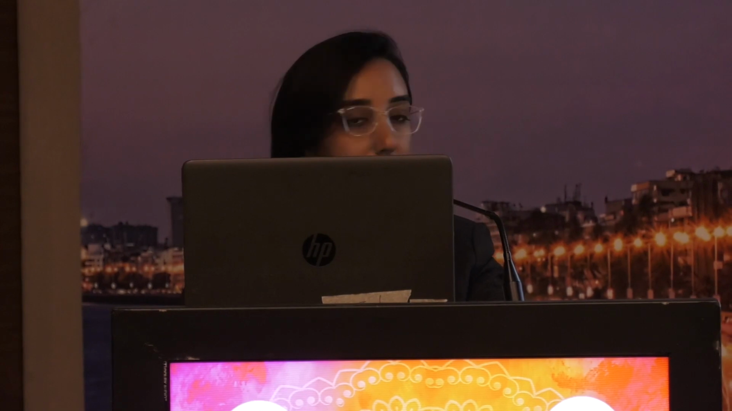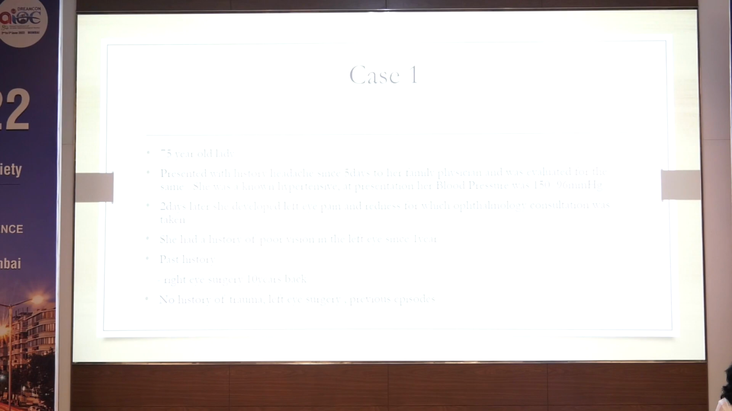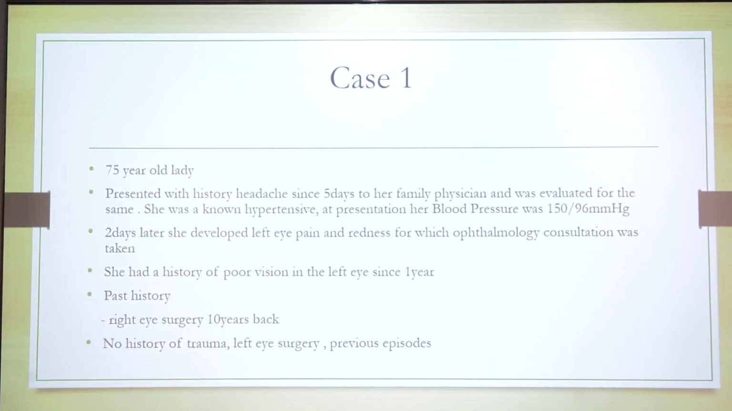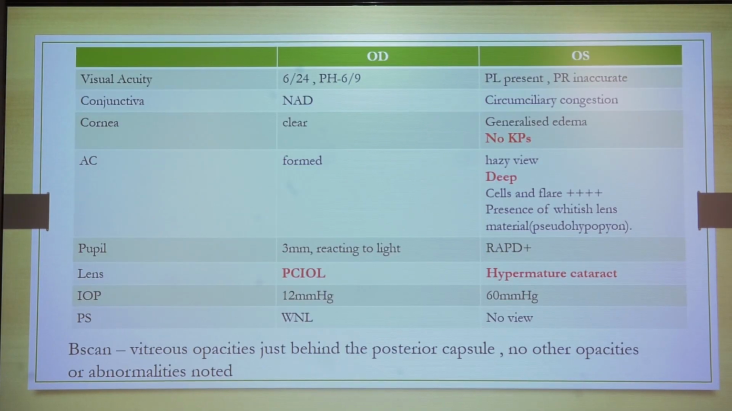So I'll start with a case. It's a 75-year-old lady presented with history of headache since 5 days to a family physician and was evaluated for the same. 2 days later, she developed left eye pain and redness, for which an ophthalmology consultation was taken. She had history of poor vision in the left eye since a year and a past history of right eye surgery 10 years back. No history of trauma, left eye surgery, or previous such episodes.